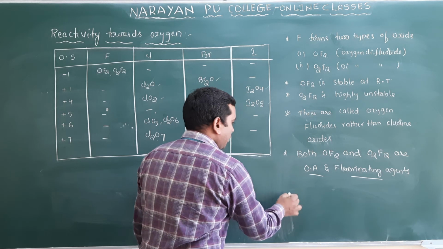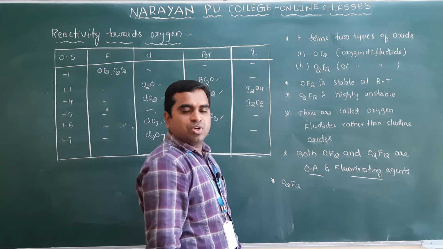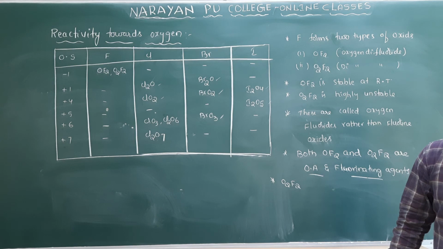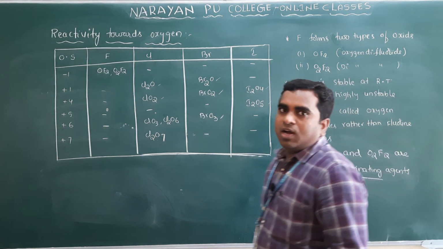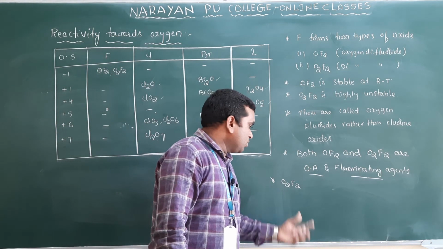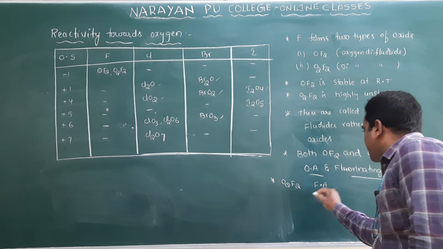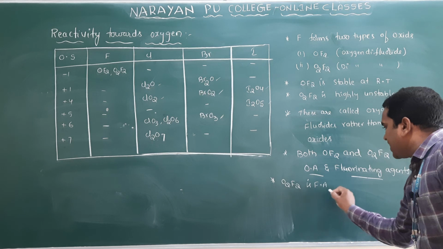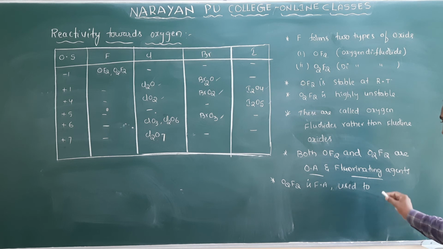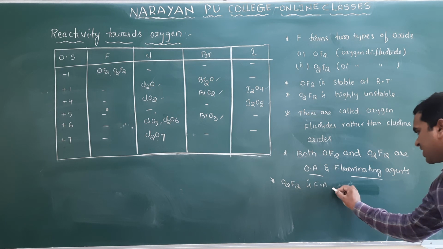So that's why a very important use here is O2F2, which is used to remove plutonium. In spent nuclear fuels, the plutonium should be removed, and they remove it by using O2F2. So O2F2 is a fluorinating agent. Simply write here: O2F2 is a fluorinating agent.